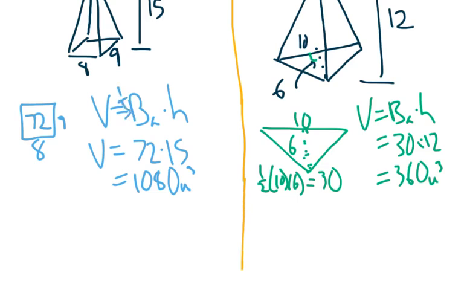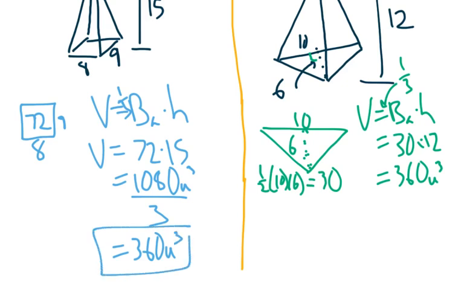1/3. So what I need to do is take this final volume and divide it by 3. So I'll take 1,080, divide by 3, and here I actually get this one to be 360 units cubed. Good thing I caught that. And then take this one, divide by 3, and I get 120 units cubed.